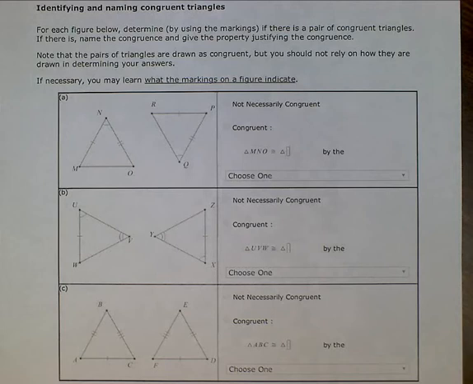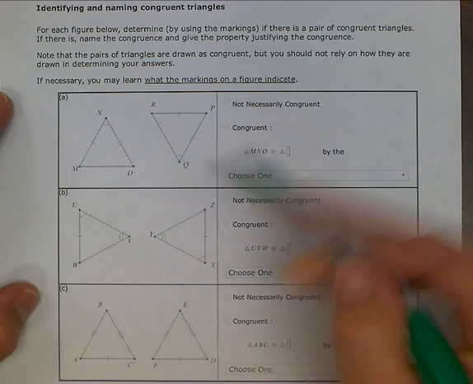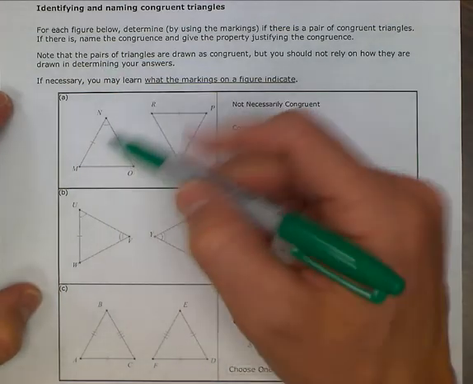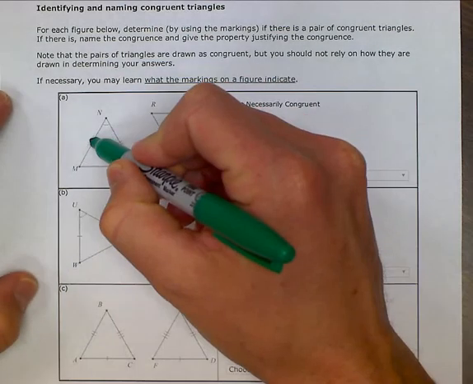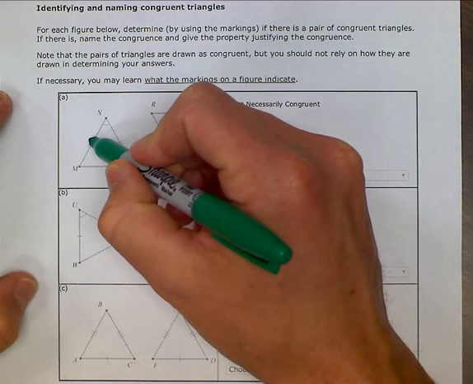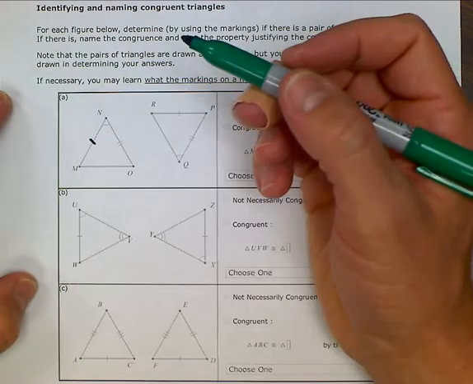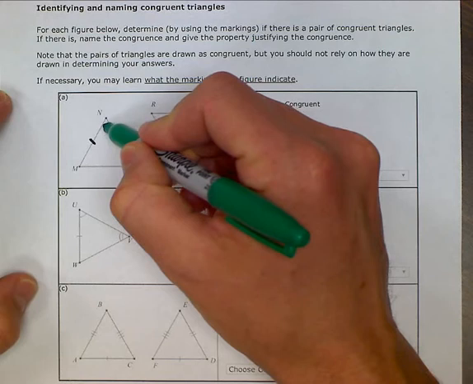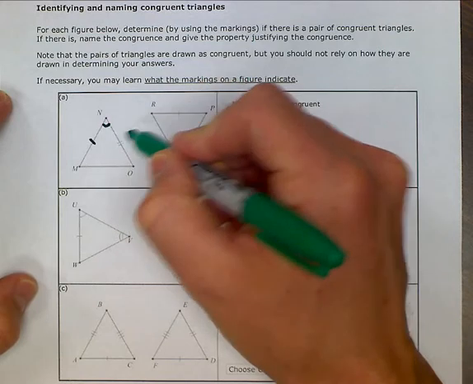It says, note that the pair of triangles are drawn as congruent, but you should not rely on how they are drawn in determining your answer. So it's just saying they've used congruent triangles, but we have to prove it based on the markings. So we look at the first one, and what we want to do is compare the markings. So here on the line segment MN, we have one side, and then we have an angle, and then we have another side.